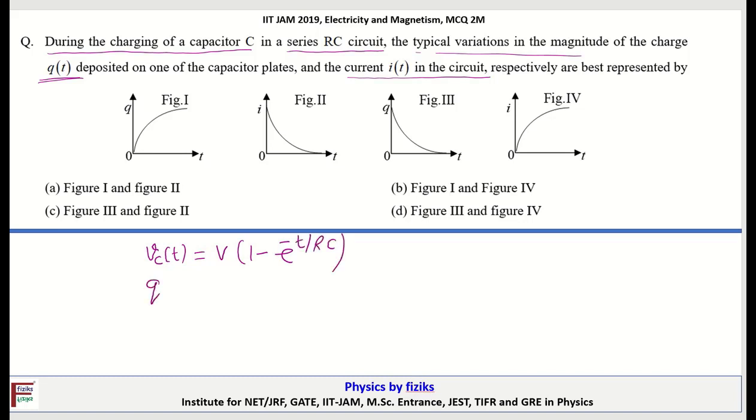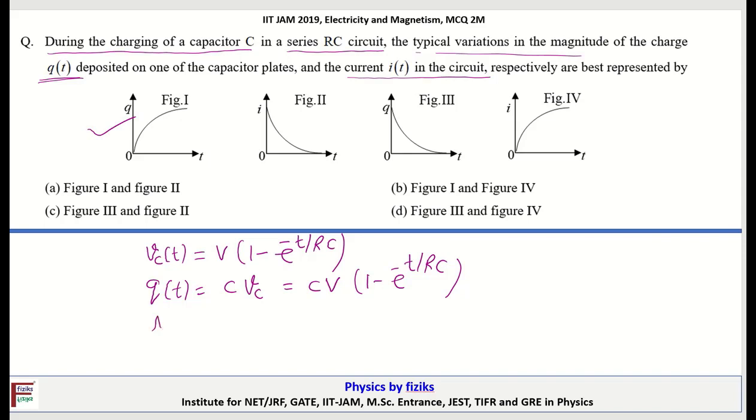So charge Q(t) is given by C Vc, and that will be CV1 minus exponential minus t by RC. So that charge is exponentially increasing. So this is the correct option.